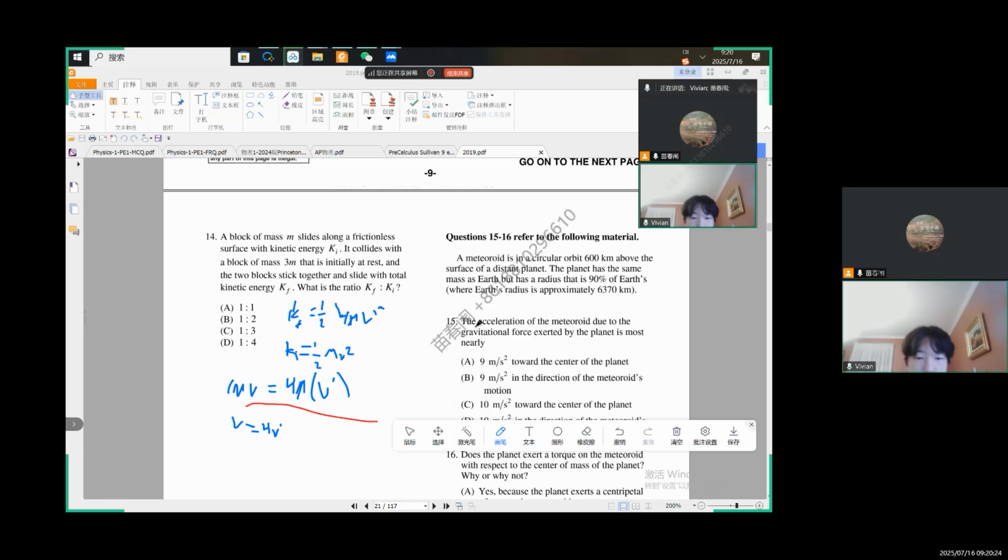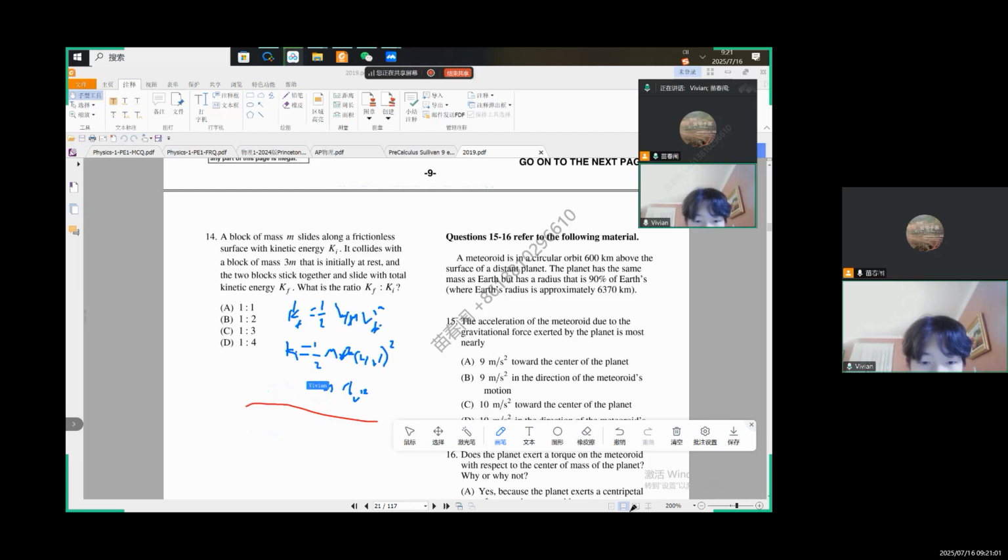And then we can... So then this is 4. Wait, no. This is 4 v prime. So then that means this is 4 v prime squared. Yeah. So this is, wait, let me erase. So that means this is 16 v prime squared. Yeah.